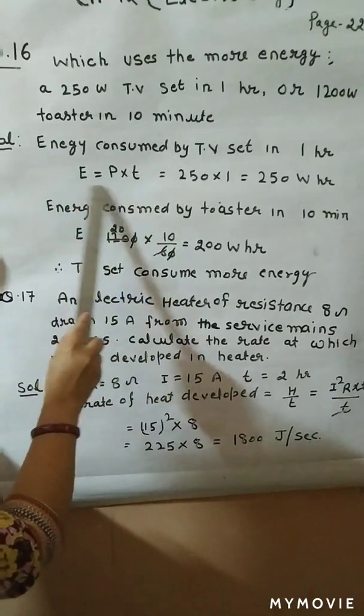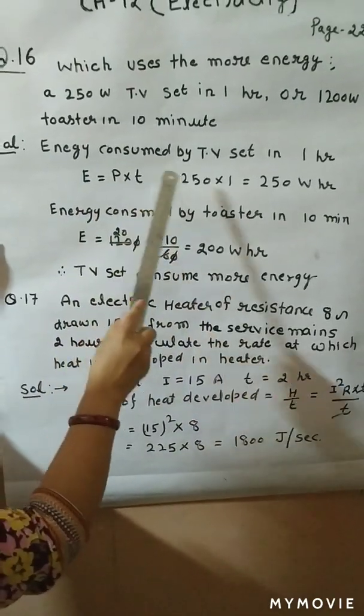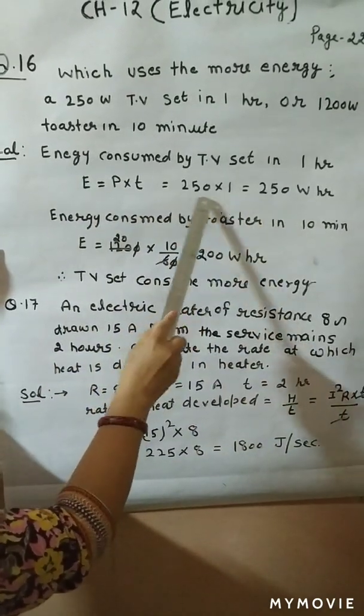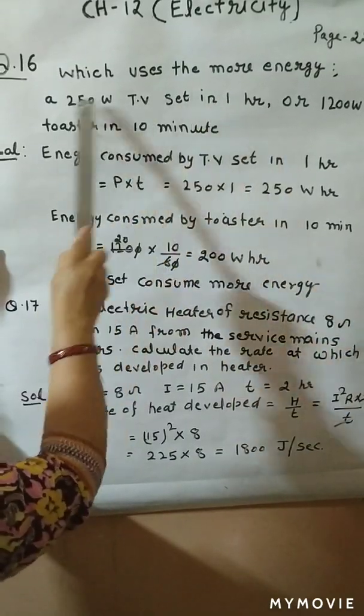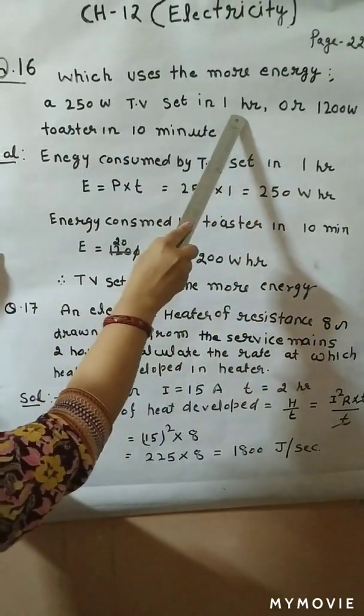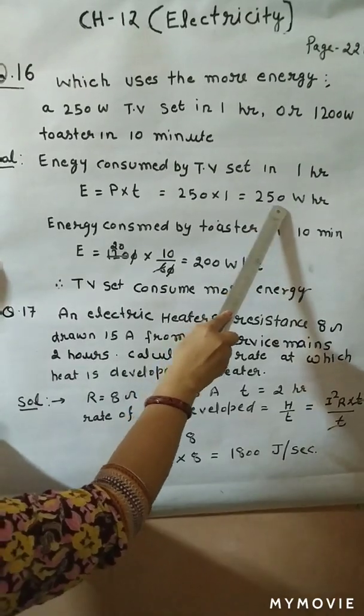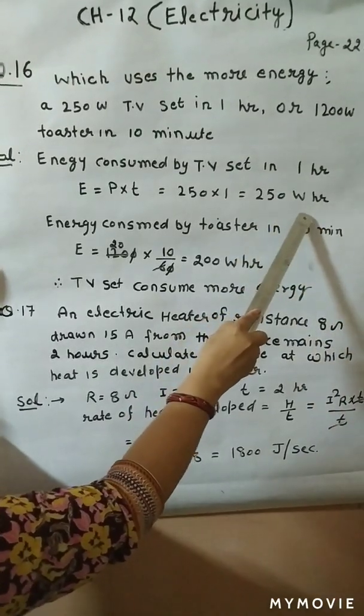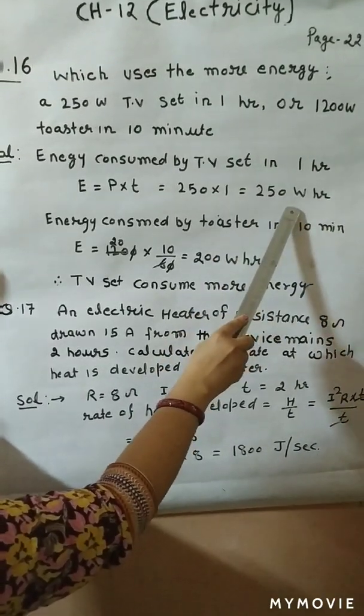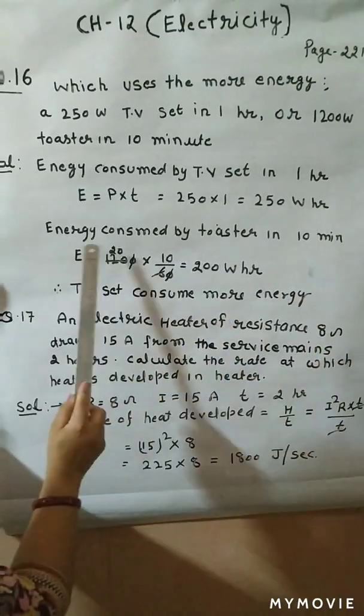First we calculate. What is the formula for energy? Power into time. That is 250 into 1 hour, because the power of the TV is given as 250 watt, and it is working for 1 hour. So it becomes 250 watt hour. You can divide by 1000 also and calculate your answer in kilowatt hour, but this is also okay here.